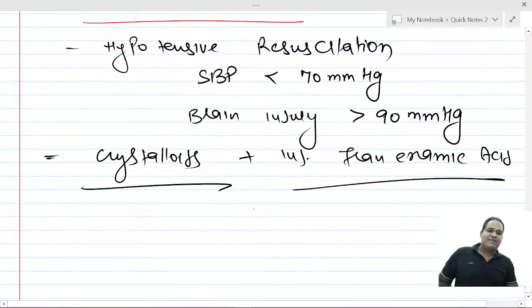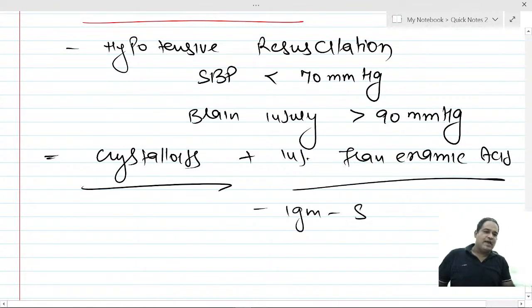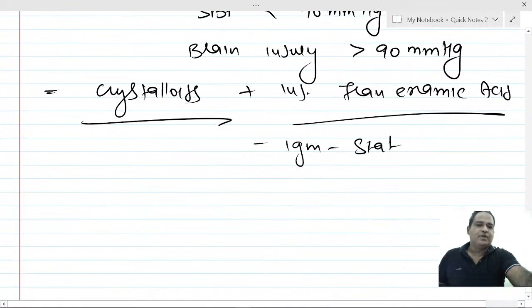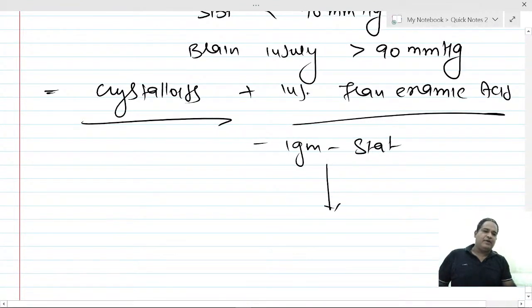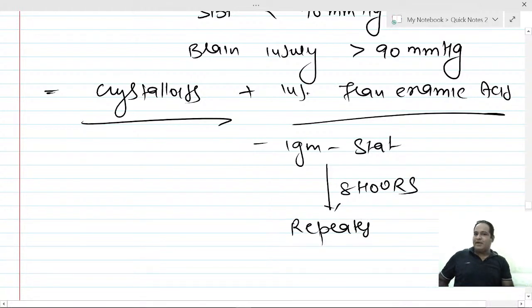So, best is you give your patient crystalloids, plus you give clot stabilizers like injection tranexamic acid. First you give 1 gram stat, then it is repeated after 8 hours. So this is what is to be followed in trauma. Okay.